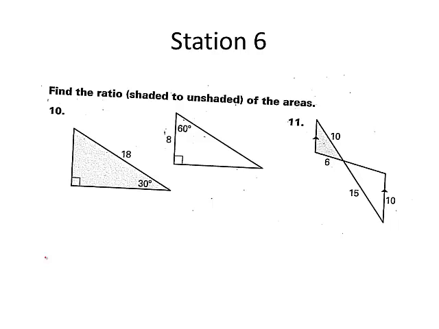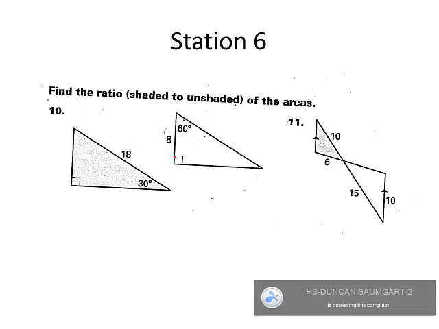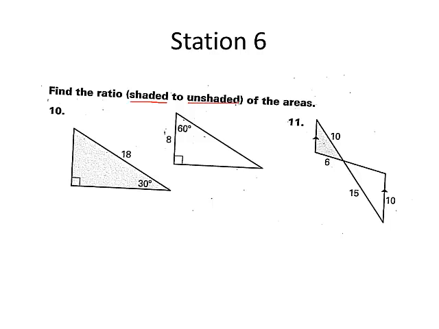Alright, this is Station 6. It says find the ratio shaded to unshaded of the areas. So once it gives us shaded to unshaded, that means we have to use that order in terms of ratios. So, which means I have my two figures here, 1 and 2.